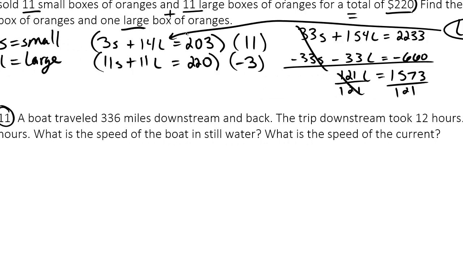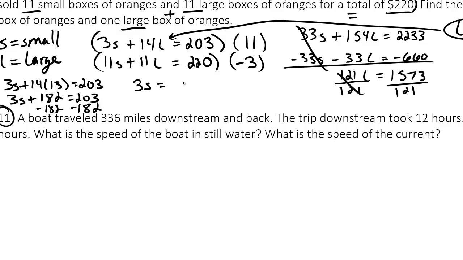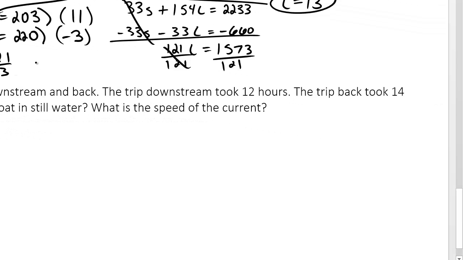So you'll get 3S plus 14 times 13 equals 203. 14 times 13 is 182, so subtract 182 from both sides. You'll get 3S equals 21. Divide by 3, and S equals 7.